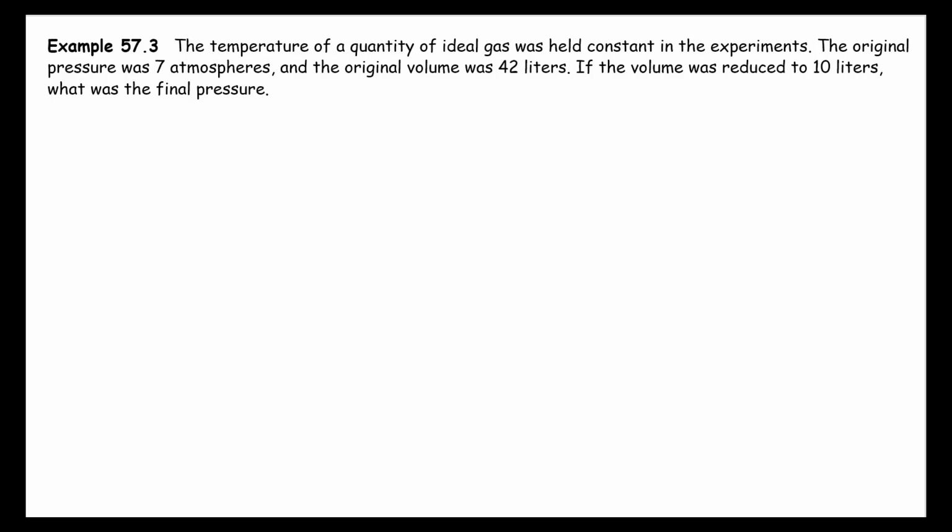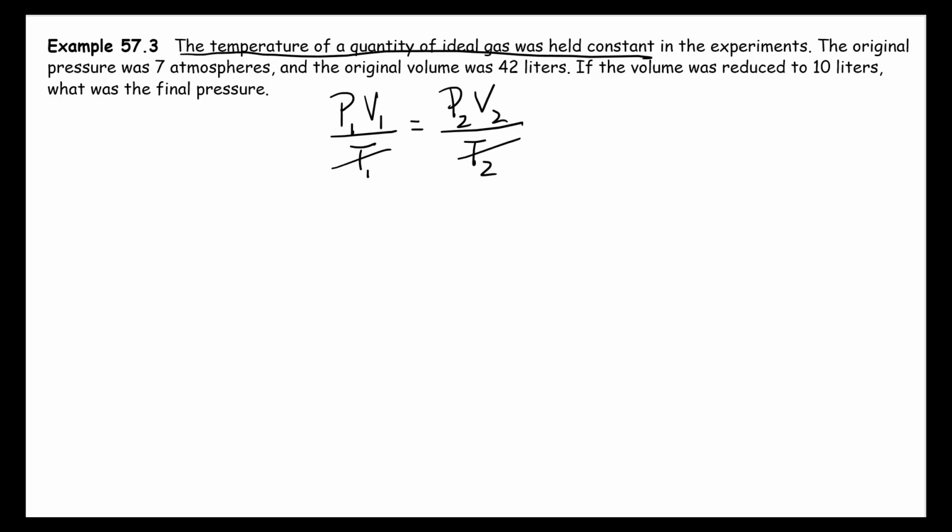Example 57.3, the temperature of a quantity of ideal gas was held constant in the experiments. So the temperature is going to be held constant this time. So we're going to get rid of temperature. P1 V1 over T1 is equal to P2 V2 over T2. So this time the temperature is going to be held constant, so that means we can just forget about it because it's not going to change.